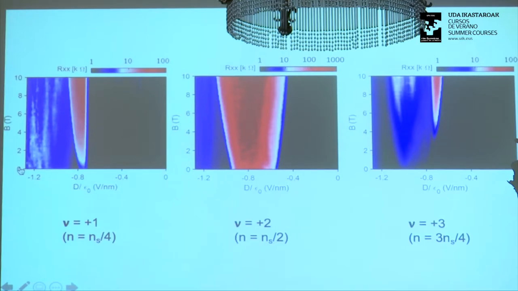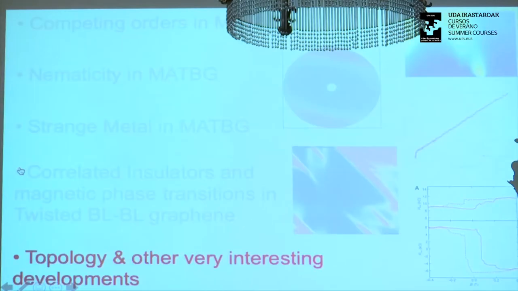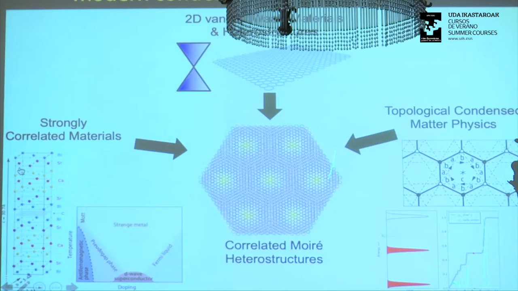In the last couple of minutes, let me go to other interesting developments. Yeah? So I told you that in these correlated moiré heterostructures, there's a coming together, merging of various communities: 2D materials, strongly correlated systems, and topology. Okay? Let me tell you a bit more about the topology in it, since it's the subject of the workshop. So already pretty early on, there were theoretical calculations.